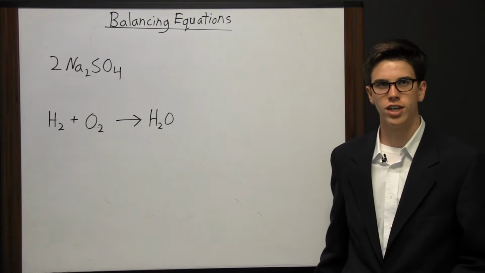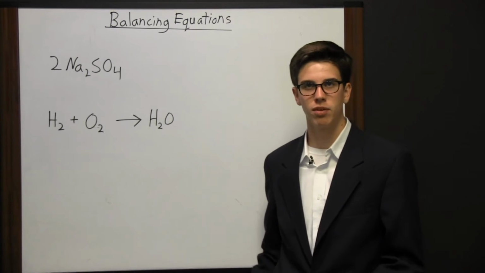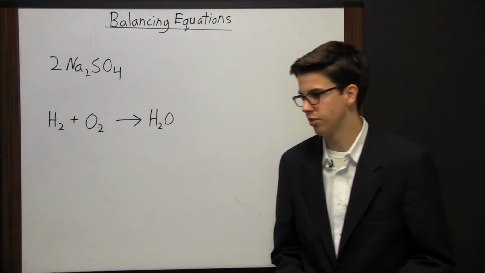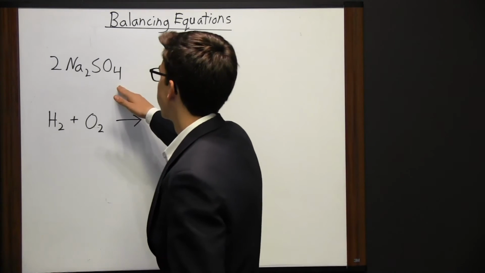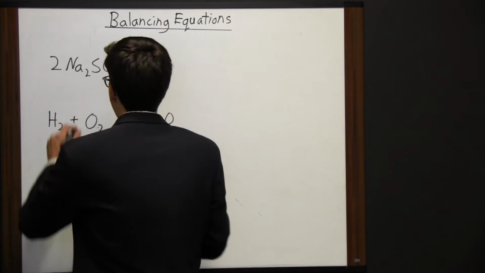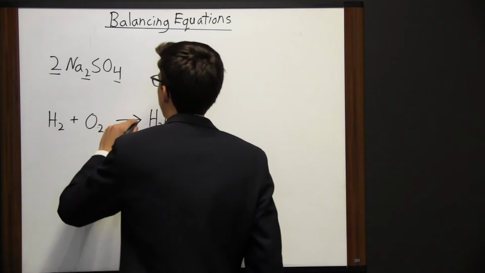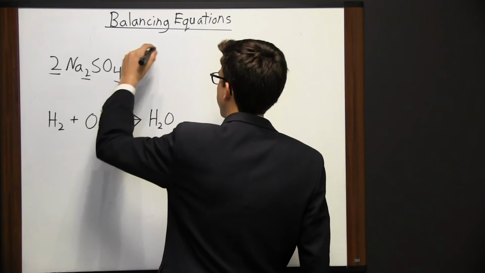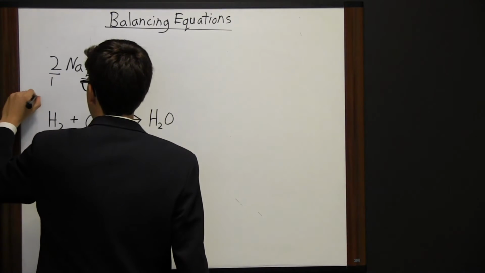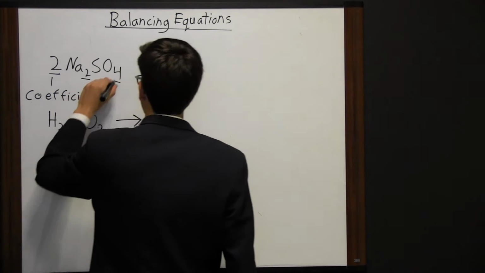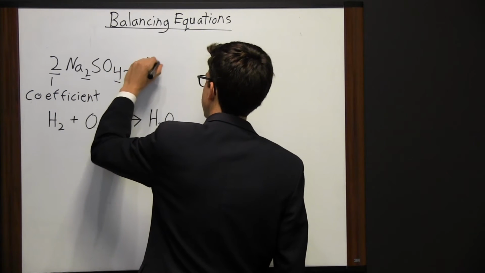In a chemical equation, it is necessary to have the same number of atoms for each element on each side of the equation. So right here, we have a salt. And so we have three numbers here. We have a big 2, smaller 2, and a smaller 4. And so this big 2 right here is called a coefficient. And these smaller numbers are referred to as subscripts.